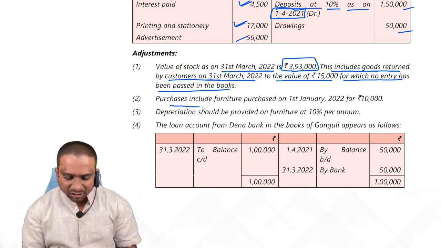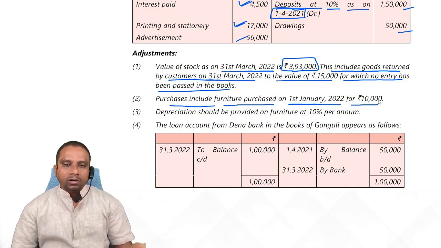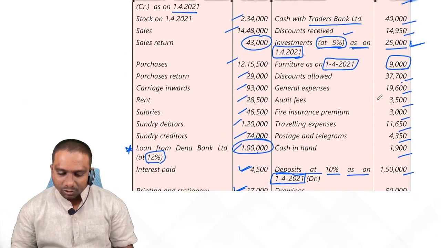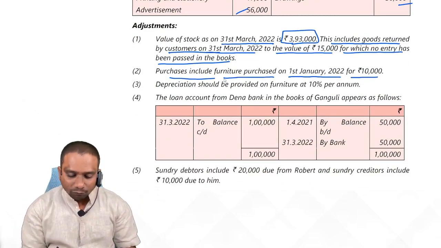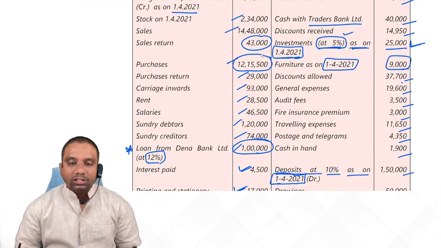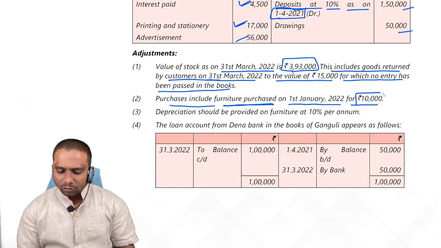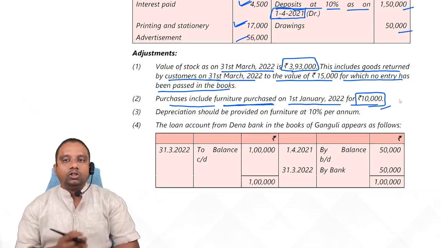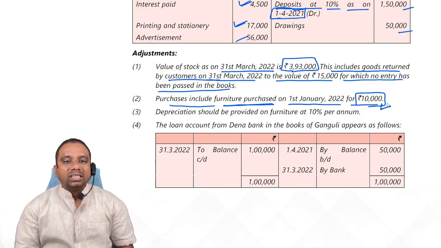Okay, next one. Purchases include furniture purchased on 1st January 2022 for 10,000. Look at the furniture as on 1/4/2021. Here they are giving that purchases include furniture purchased on 1st January. So look at purchases, 12,15,500. This 12,15,500 includes 10,000 rupees furniture. Means out of 12,15,500, you first deduct 10,000 rupees. The remaining amount is to be shown on the trading account debit side. Now this 10,000 rupees add to furniture.